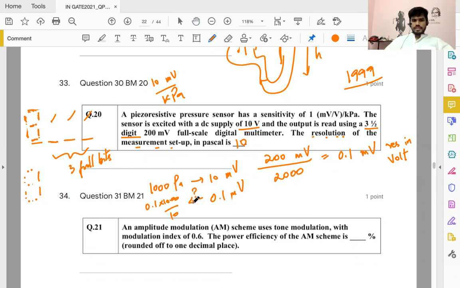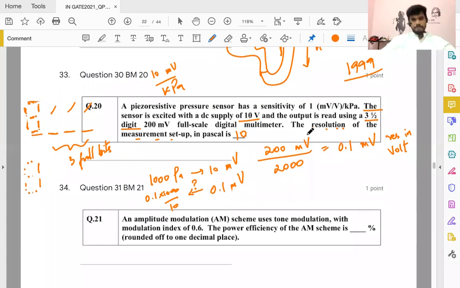Okay, so again, a sensitivity question we have done. The only thing is this terminology. In this question, I don't think that knowing what a 3.5 digit multimeter is is important, but here it does make sense. And this 2000 we are essentially getting is approximately 1999. Yeah, Swarnendu, you got that. So to get the resolution in volts, I used the maximum numbers we can see there.